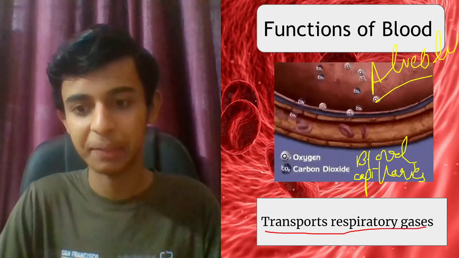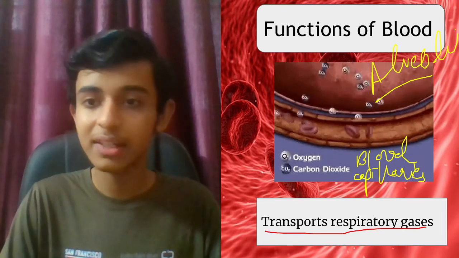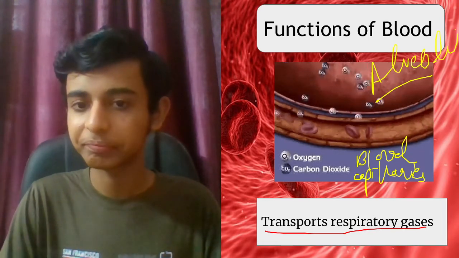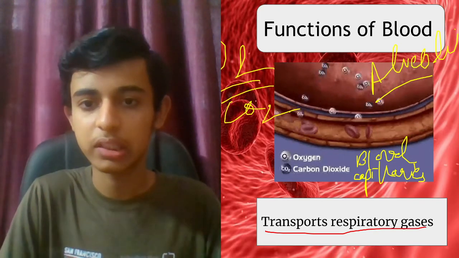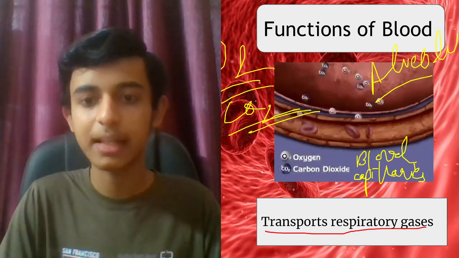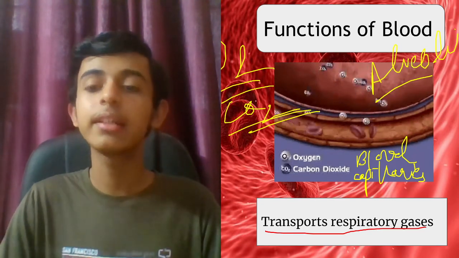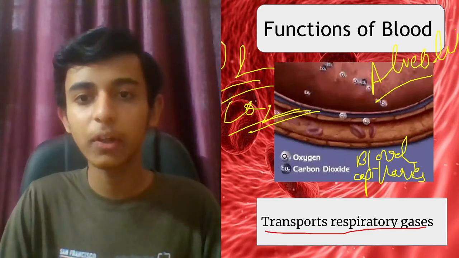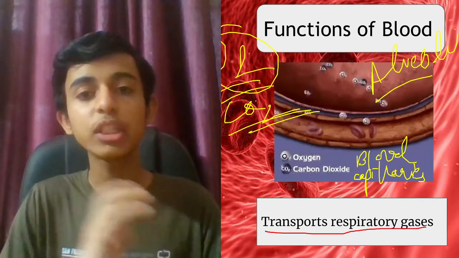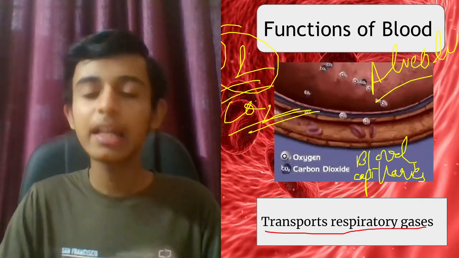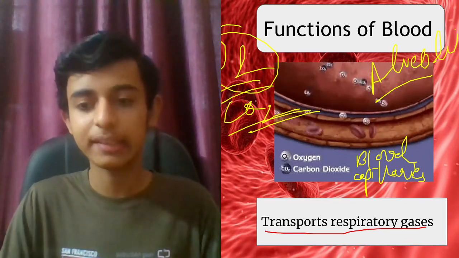So blood, what is it doing? It is transporting the respiratory gases that we already know, that is your oxygen and carbon dioxide. These are the two important gases. Carbon dioxide is generally soluble in blood, that's why it is there in dissolved form. And oxygen, we already know, combines with hemoglobin to form oxyhemoglobin, which is present in the RBC. That we will be reading, do not worry. If you're not understanding, wait, we will be learning about it.